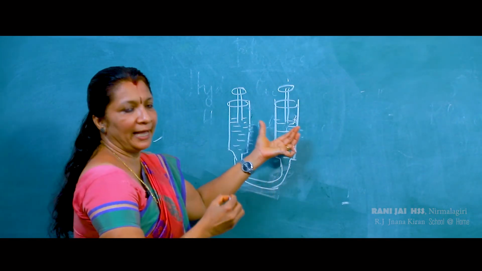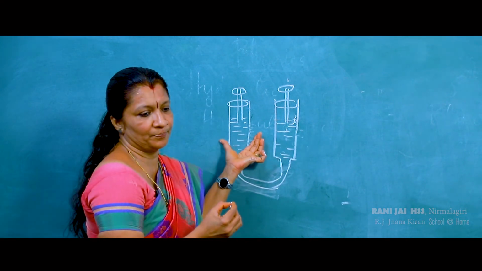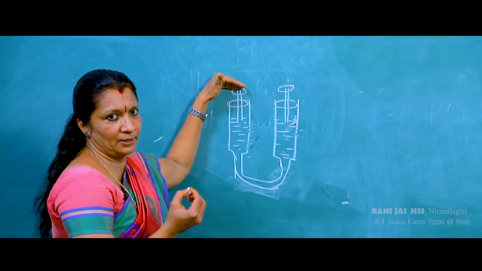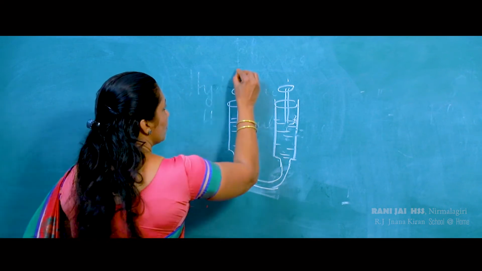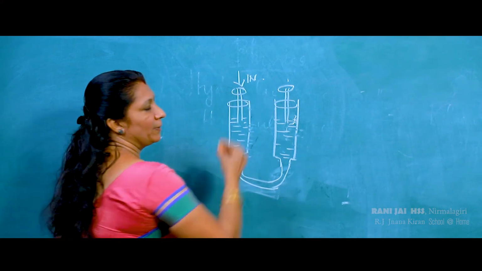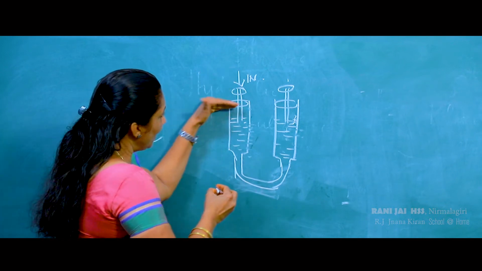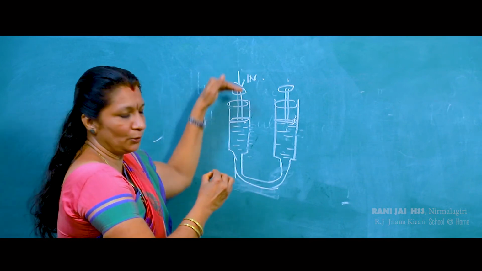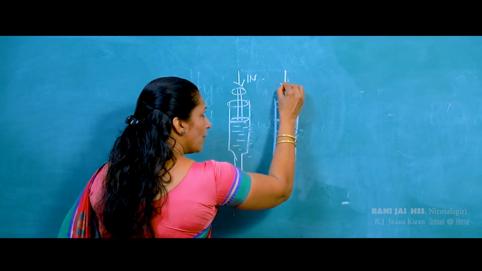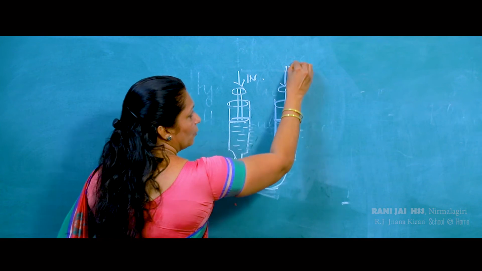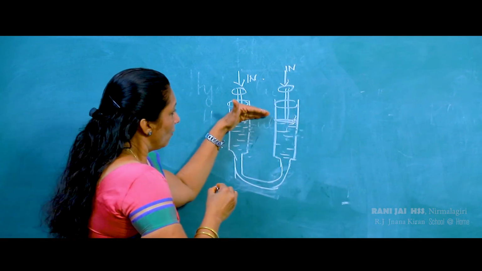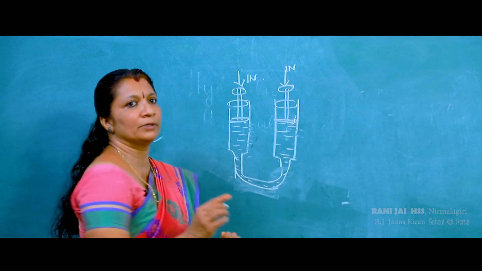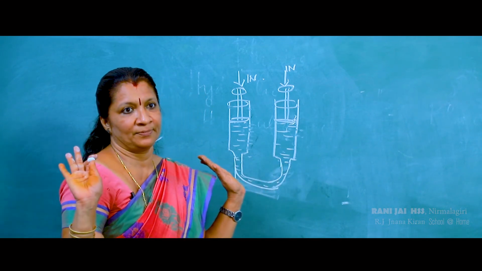You can see the area of cross section of both is the same. Now what we are going to do here is apply force here. Imagine that we are applying a force of 1 Newton. What will happen when you apply a force here? Apply 1 Newton here, and here also you are applying the same 1 Newton force. Will the level be changed? No. There will be no change in the level.